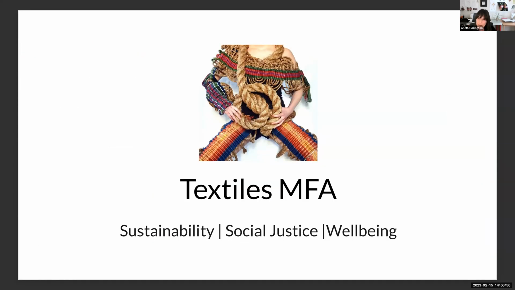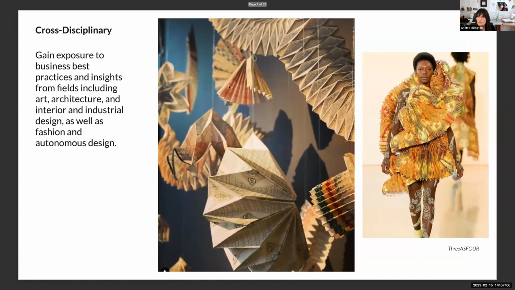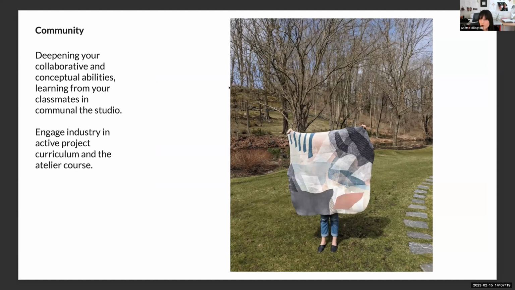The textiles program at Parsons is centered on sustainability, social justice, and well-being. We focus on craft and creativity. The program takes an interdisciplinary approach to textiles. Students make meaningful things and they find meaning through making. The program is a community which is centered in our open studios and also allows students to engage in the community beyond through industry projects and our atelier curriculum.